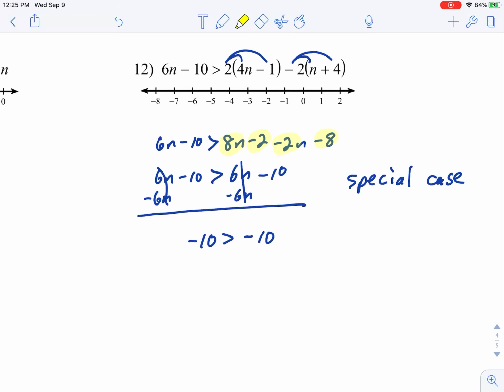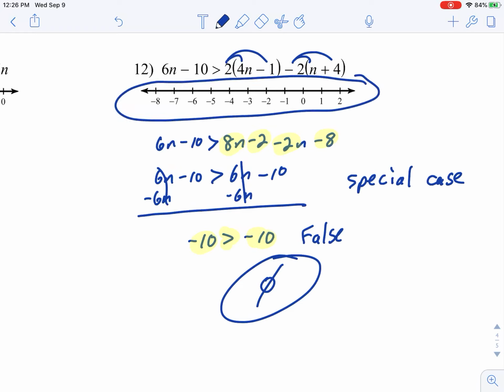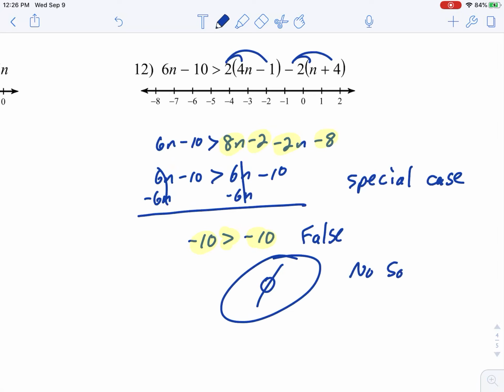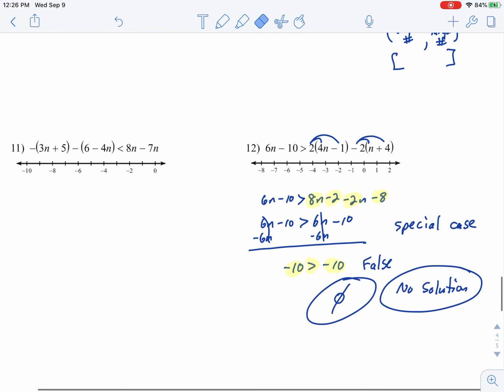So you just got to ask yourself, is negative 10 greater than negative 10? It is not. Negative 10 equals negative 10. It is not greater than. This is a false statement. Therefore, no solution. Remember, when it's no solution, you do not have to draw anything on the graph. And you could write the words no solution, but there is no interval notation with the parentheses and the comma or anything like that.